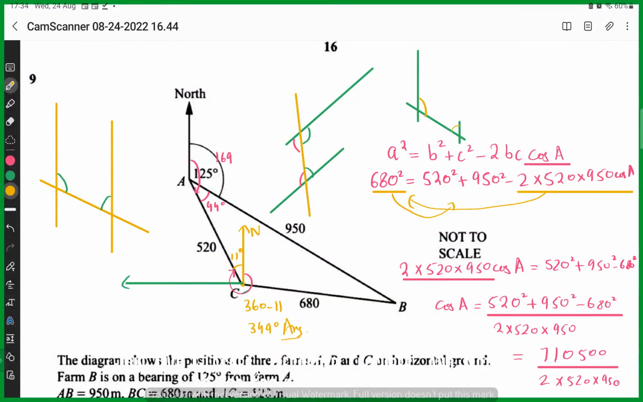Ma'am, so AC is the transversal line that is cutting. Yes, you're right. Okay, ma'am. All right, okay, perfect, very good.